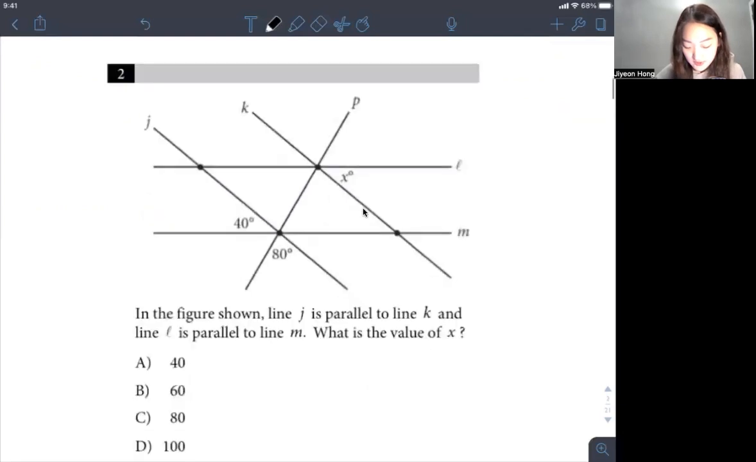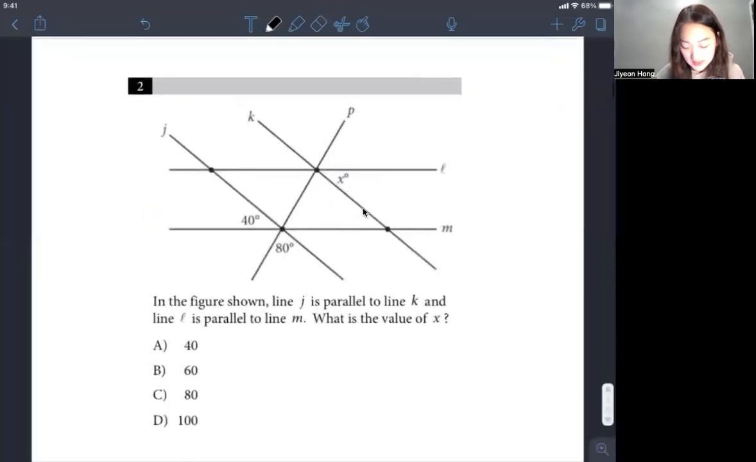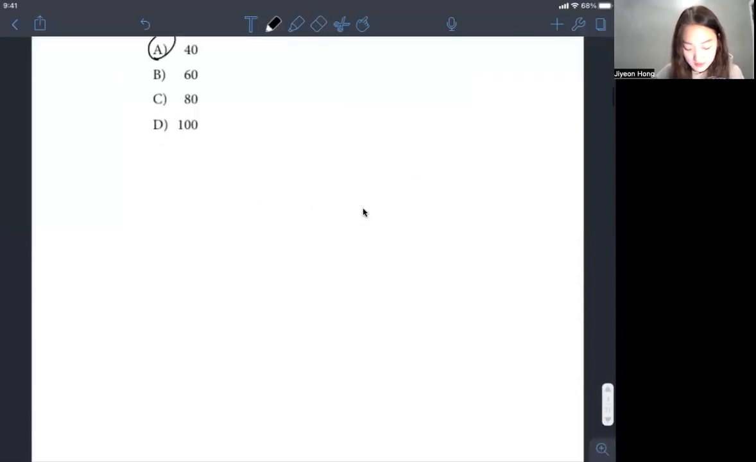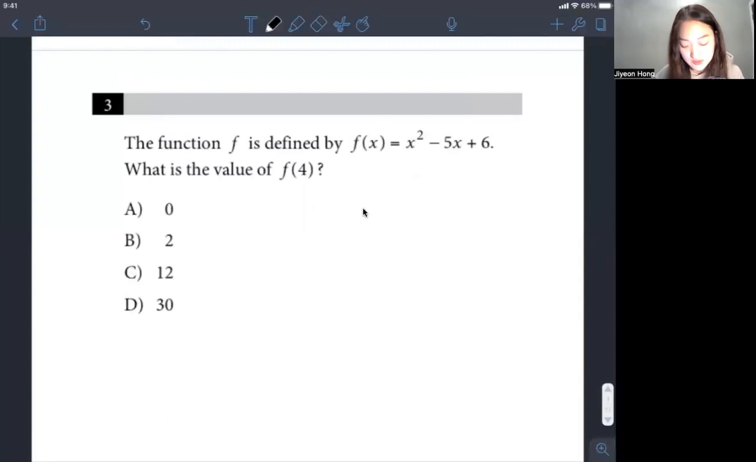Number 2, in the figure shown above, line J is parallel to line K and line L is parallel to line M. What is the value of x degrees, which is right here? Since J, K, and L, M are parallel, the rule of corresponding angles applies, meaning that this angle x is going to equal this corresponding angle. And how do we figure this angle out? It's just the opposite of the angle shown here, which is 40 degrees, meaning that x will also be 40 degrees, A.